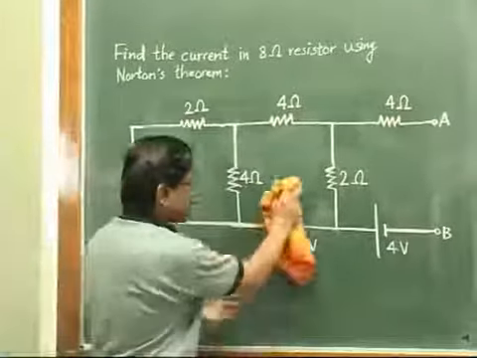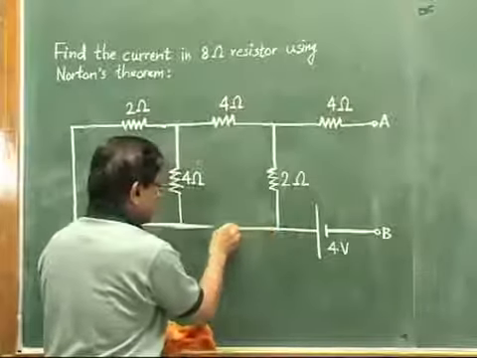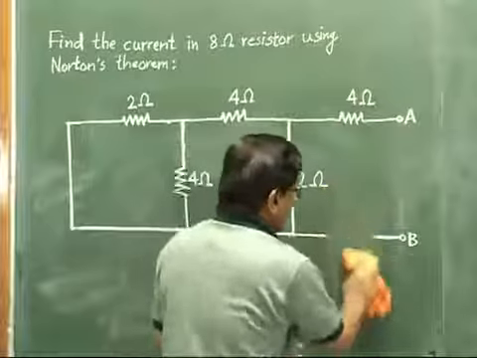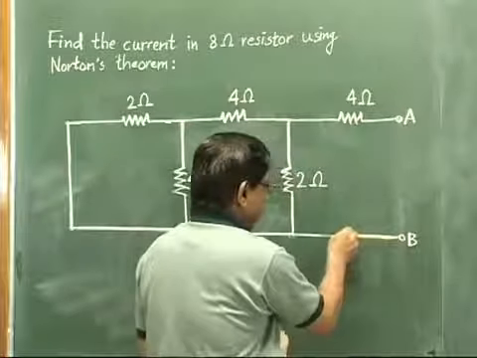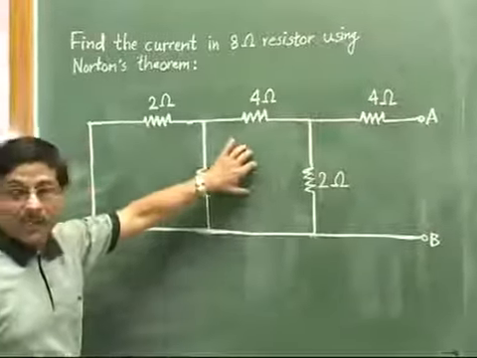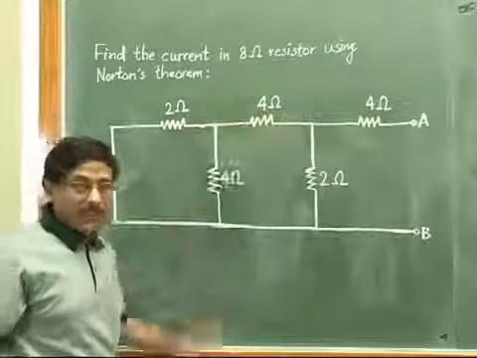This 8 volt source also, since it is ideal, will be a short circuit. And the 4 volt source also is ideal, so a short circuit here. So this is the circuit we have to consider. Now see, the remaining circuit will be composed of just the passive elements. Here they are all the resistances.